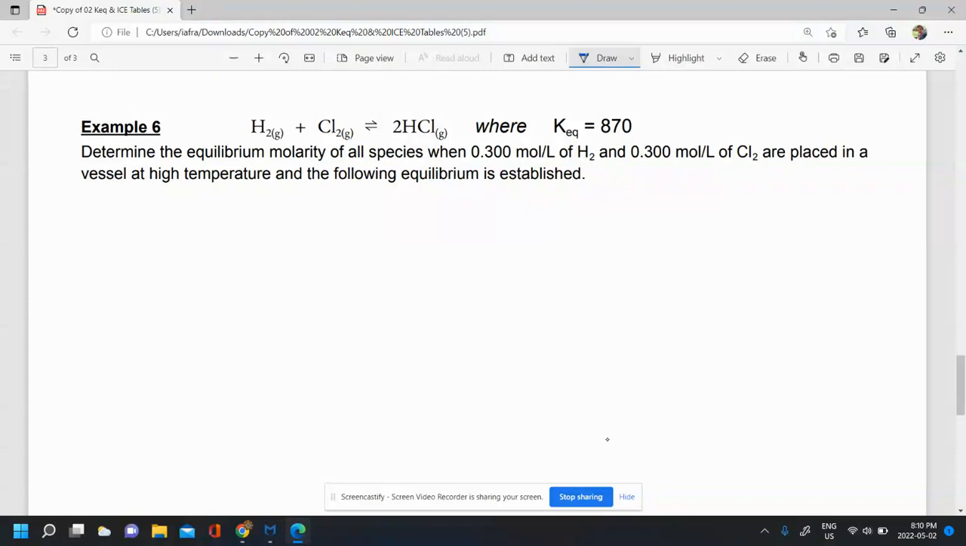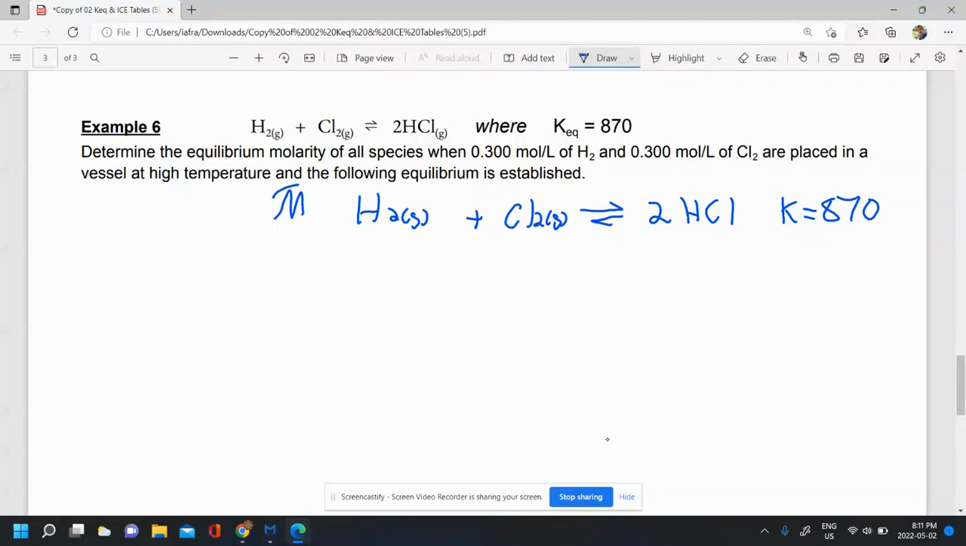So the first thing we need to do, if we want to find equilibrium concentrations, is make an ice table. So we'll have our H2 gas plus Cl2 gas produces some HCl, 2HCl. Now we have our K value given to us. That's going to be important later. So this is our ice table being set up. This will be molarity, I, C, and E.